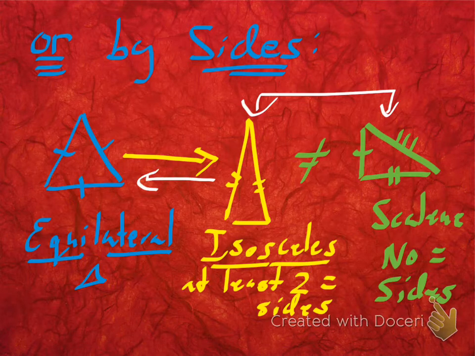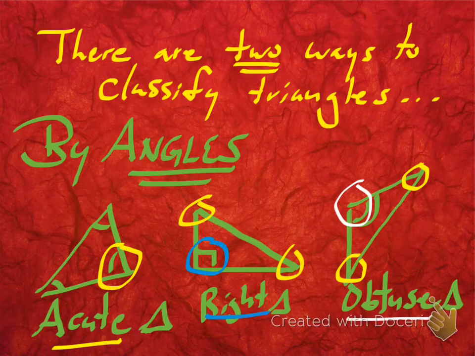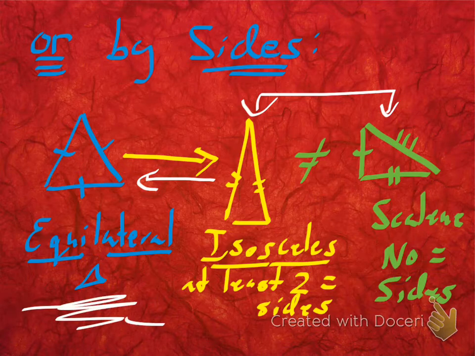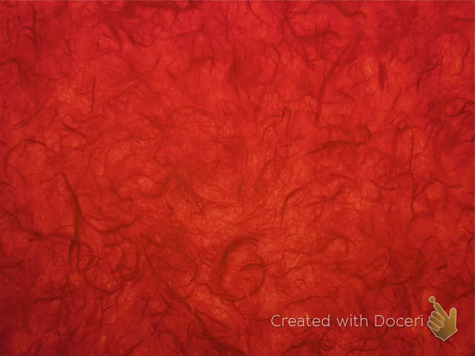That's it. So again, by angles we name them by their biggest angle: it's either acute, right, or obtuse. By sides, we name them by how many sides are equal: it's either isosceles or scalene, and if it's isosceles, it might also be equilateral. If it's equilateral, by the way, you don't have to bother saying isosceles. It's automatically implied. All right, so let's do a couple examples.